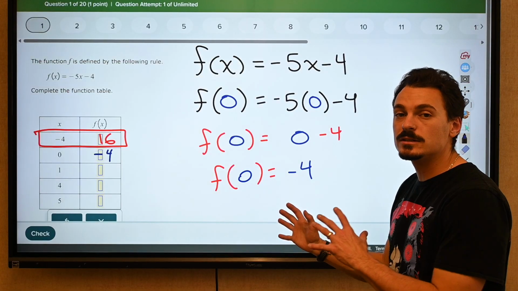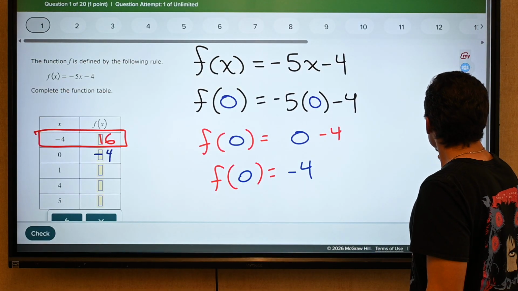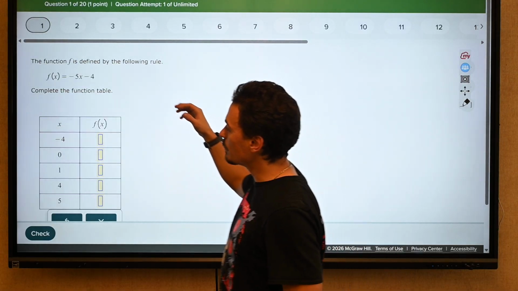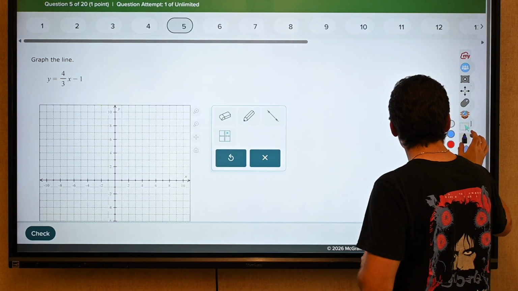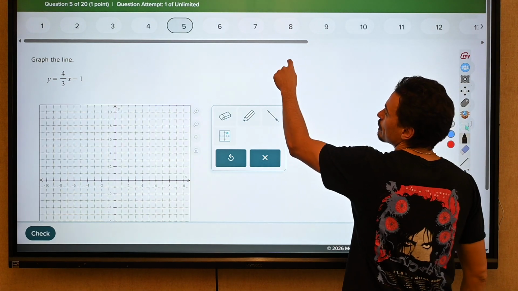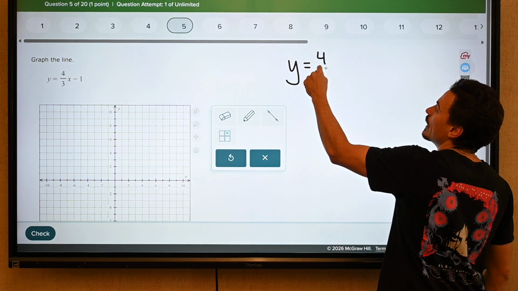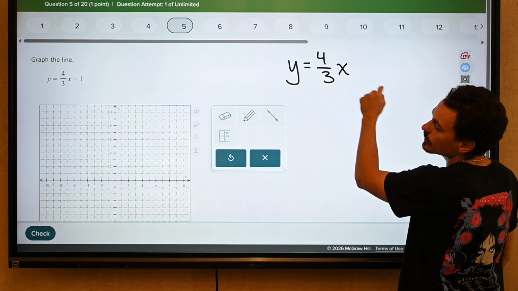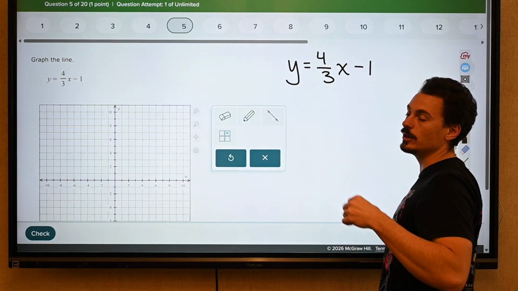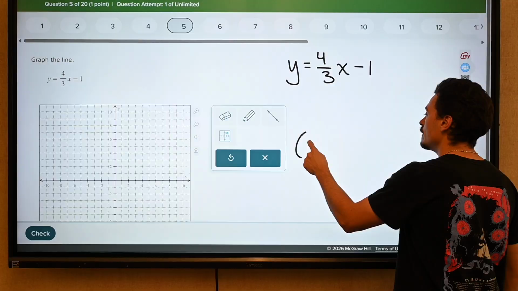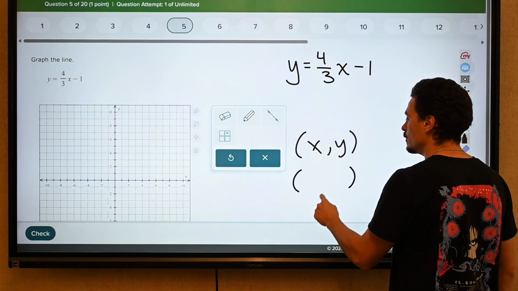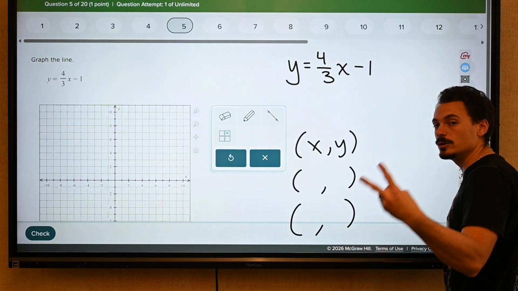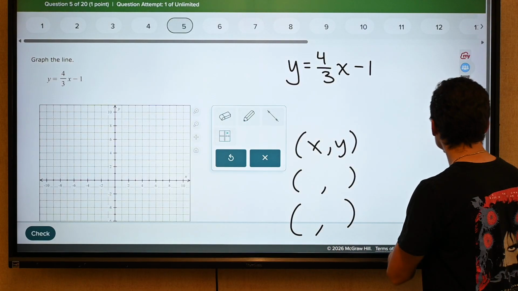If you don't understand this, just email me, that's fine. But we gotta move on. Number 5. So we're gonna talk about graphing lines again, because people need help, and that's okay. So we have y equals 4 over 3x minus 1. Guys, you need 2 points to graph a line. x comma y is how you find a point, and you need 2 of them. If you get 2 points, you can graph a line.